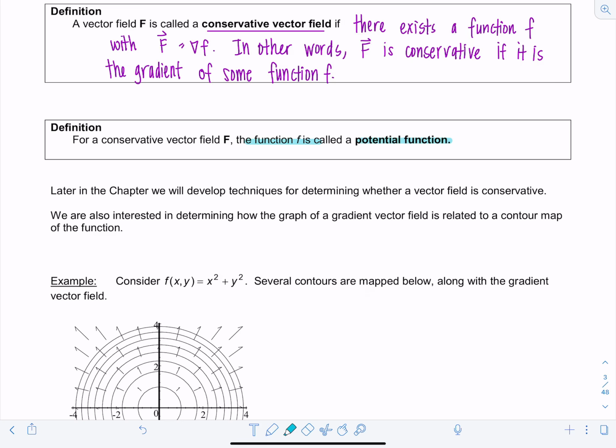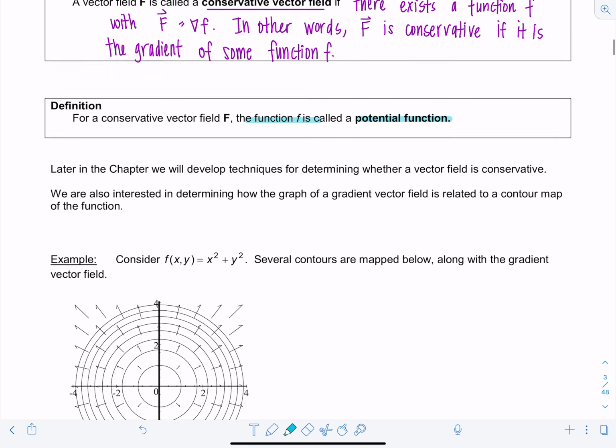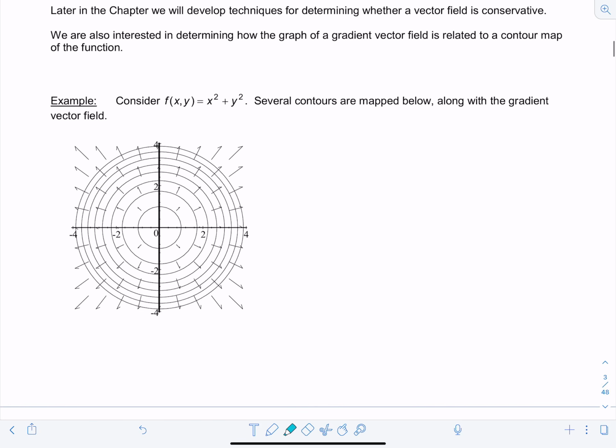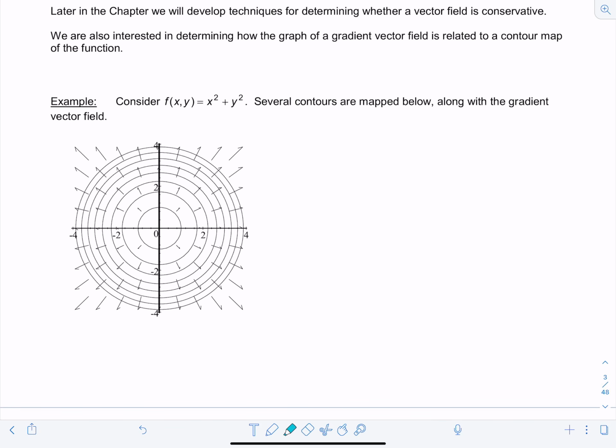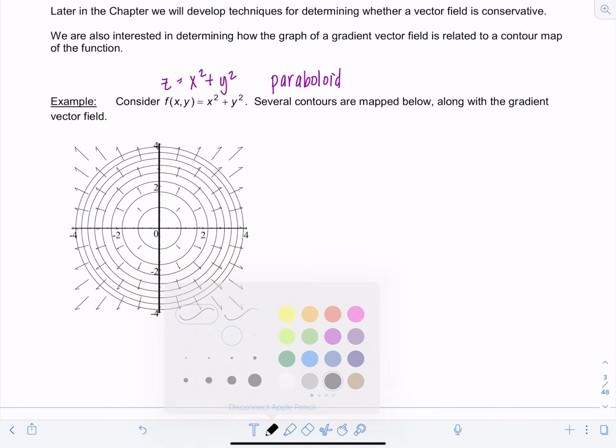Also, we want to know how the graph of a gradient field is related to the contour map of the function. Do you remember when we studied level curves and contour maps? So we're going to look here at our good friend, f of x y equals x squared plus y squared. Why do I call it our good friend? Well, this is z equals x squared plus y squared. Do you recognize this? This is a friendly paraboloid, right? So here's the contour map for it.